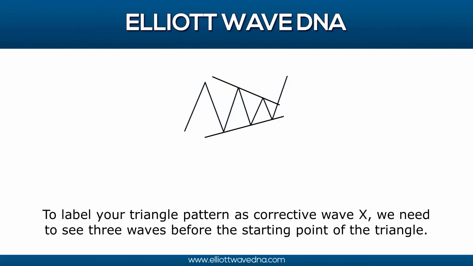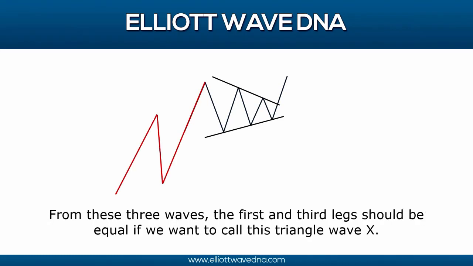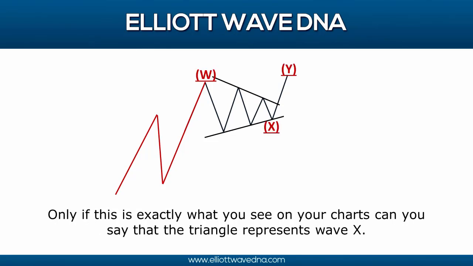To label your triangle pattern as corrective wave X, we need to see 3 waves before the starting point of the triangle. From these 3 waves, the first and third leg should be equal if you want to call this triangle wave X. Only if this is exactly what you see on your charts can you say that the triangle represents a wave X.